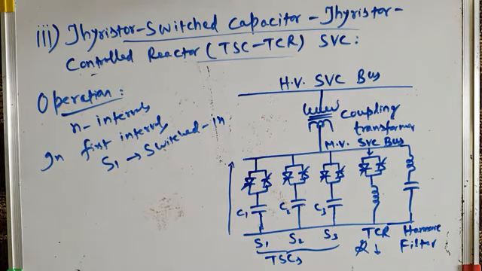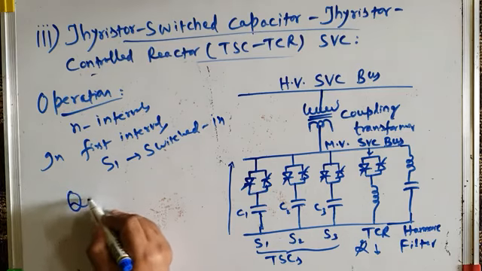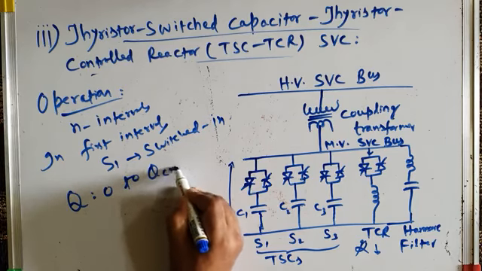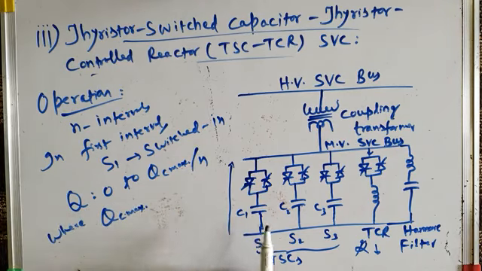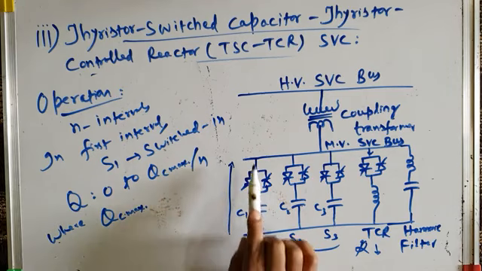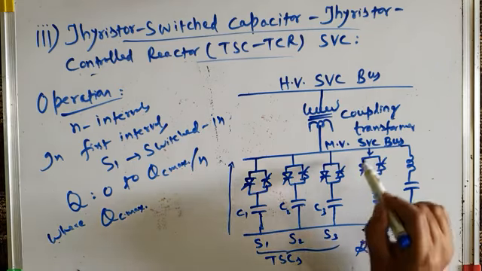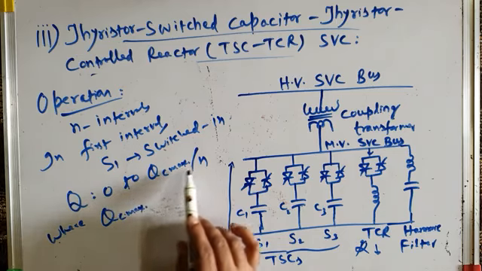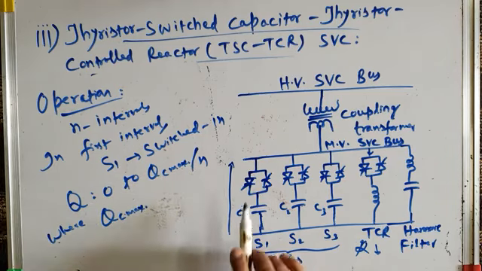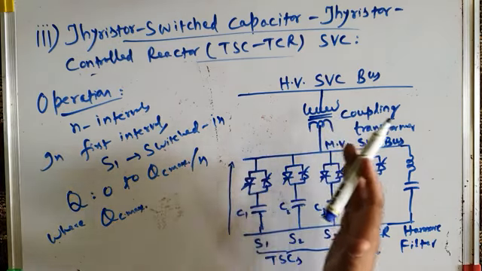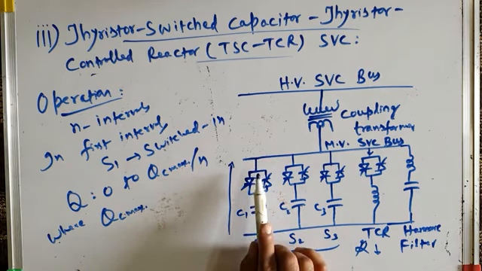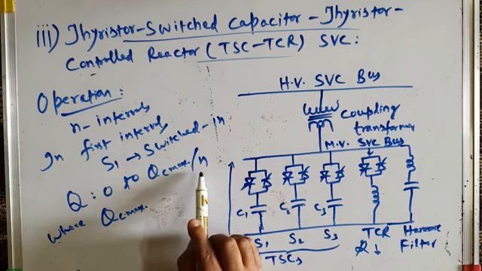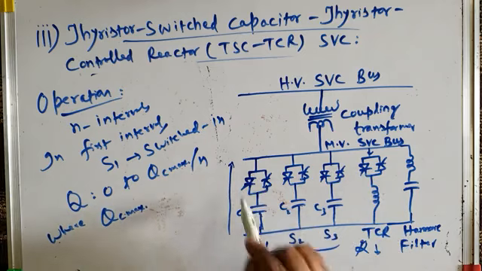So it performs the reactive power control, and the reactive power is controlled from 0 to QC max by N, where QC max is the maximum capacitive reactive power which is generated when all the TSC branches are turned on. But in the first interval, we are turning on only one TSC branch, S1. So with the help of the TCR branch, the reactive power control from 0 to QC max by N is performed. For example, if there are 3 TSC branches, each 10 plus 10 plus 10, 30 MVAR, how much is the reactive power control in the first interval when only one TSC branch is turned on? 0 to 10 MVAR. That means 0 to QC max by 3. QC max is 30, 30 by 3 is 10. So 0 to 10 MVAR reactive power control is done.